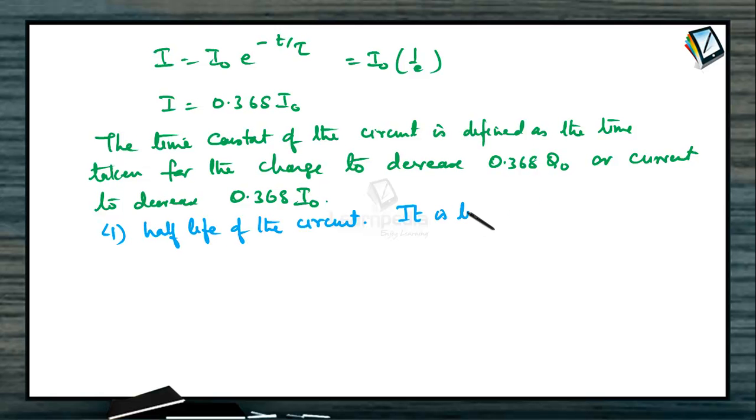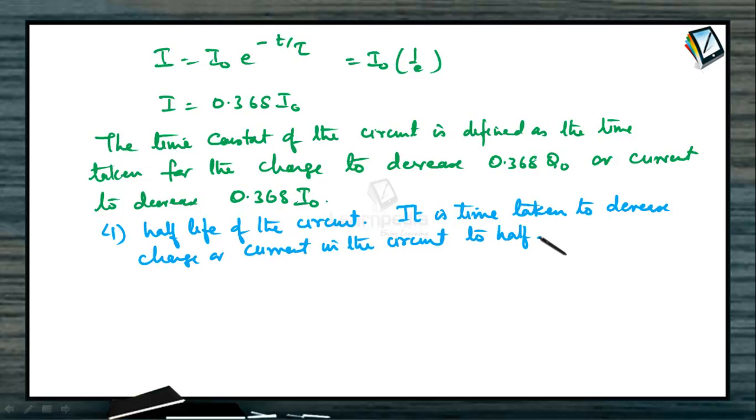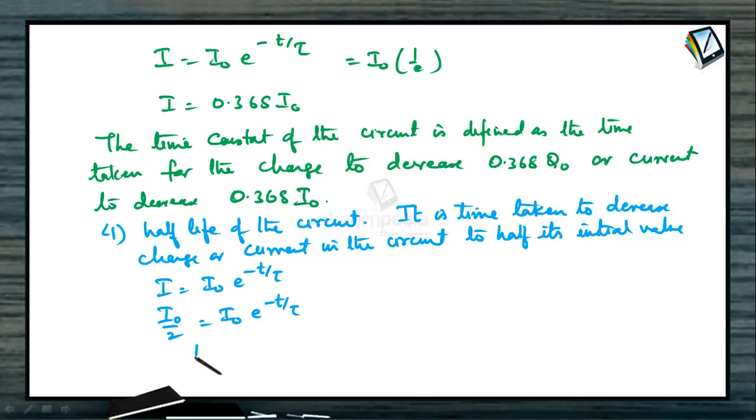Half-life of the circuit is the time taken to decrease the charge or current in the circuit to half its initial value. So if I is equal to I0 e to the power minus t by tau, I can be written as I0 by 2. We can cancel I0. Half is equal to 1 by e to the power t by tau, or ln 2 is equal to t by tau. This time is called the half-life t half. T half is equal to tau ln 2. This is called the half-life of the circuit.